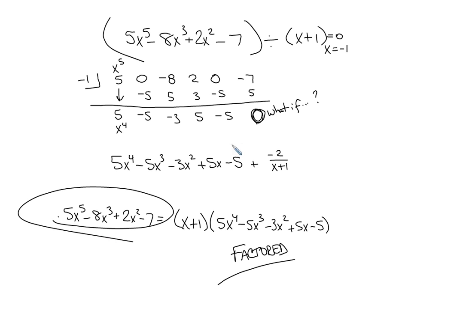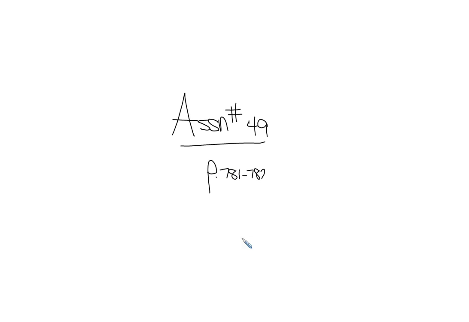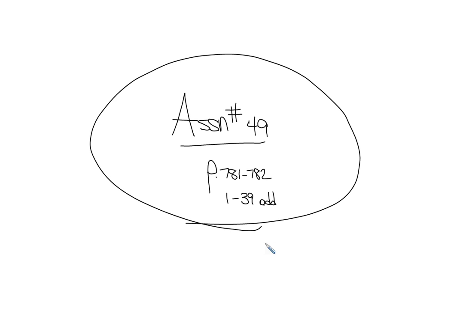All right, and in that case, the homework assignment. And again, this is not any different than what you did last year in Algebra 2. It's exactly the same stuff. So page 781, 782, you guys are going to do 1 through 39 odd.